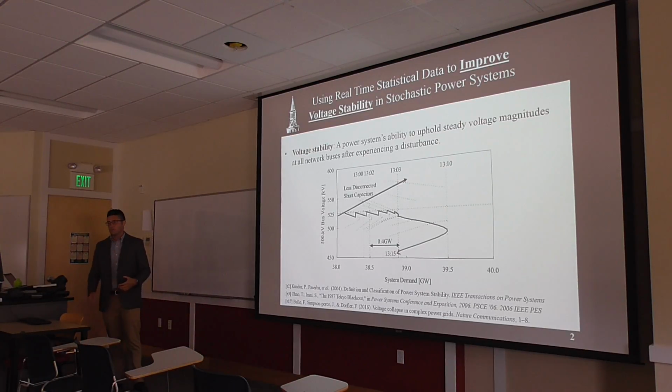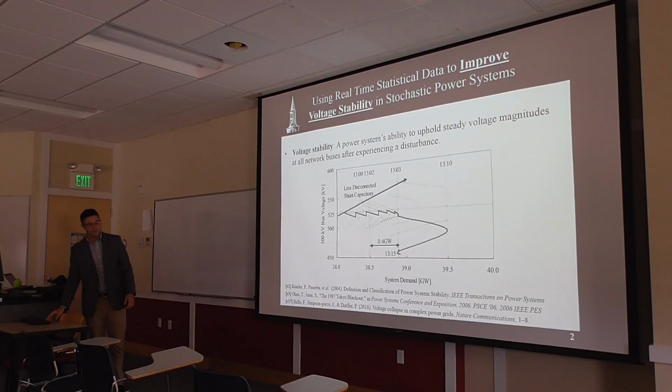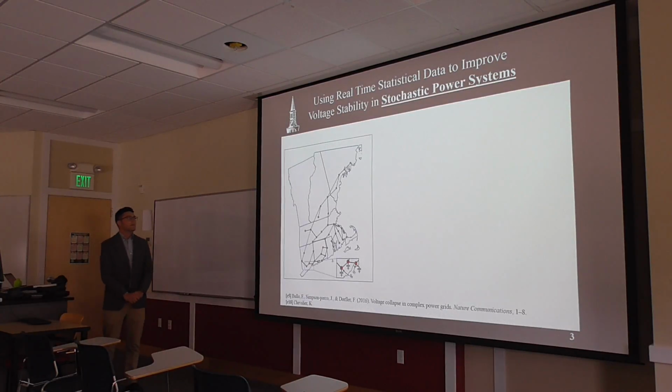About 3 million customers in TEPCO's service area lost electrical power. So this is an example of pretty severe voltage collapse, and it's something that we hope to help avoid with some of the stability metrics that we're introducing today.